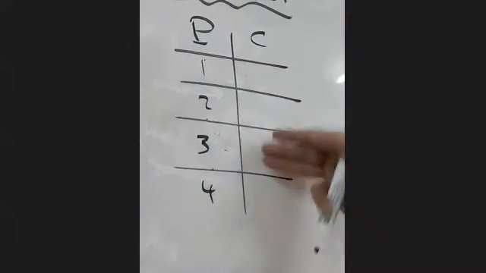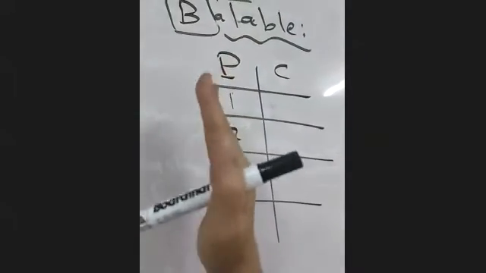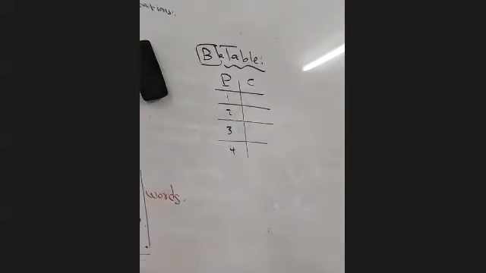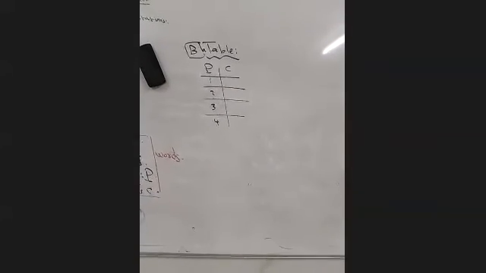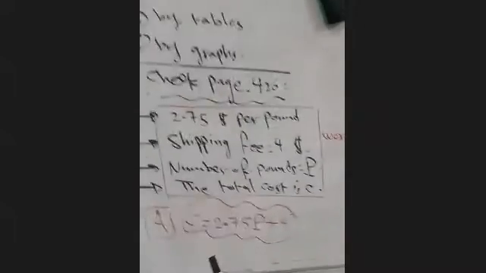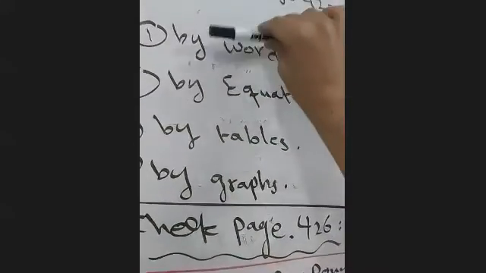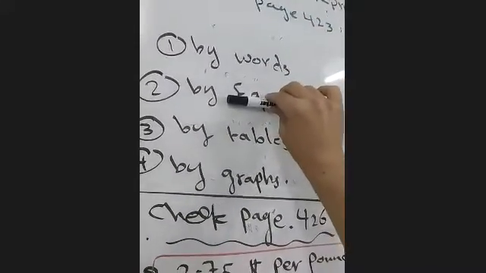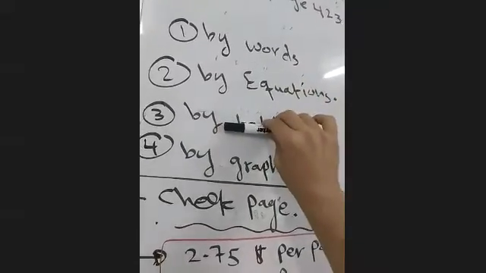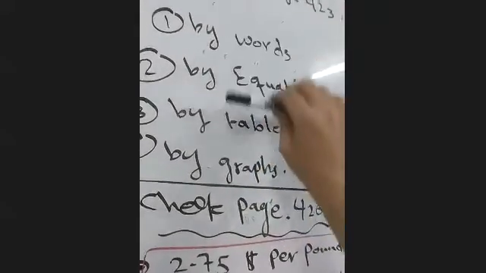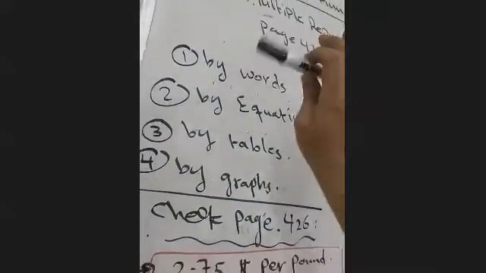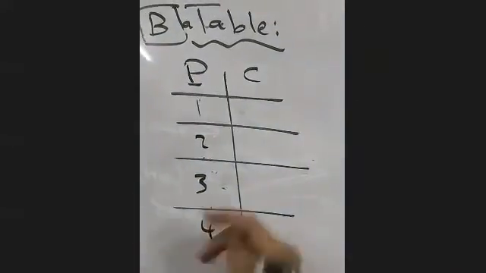Now let's fill the table, Muhammad. If we have the value of P, how do we get the value of C? From the equation. Look here, guys, in order: from words, I will bring the equation, and from the equation, I will make the table. This is important. I cannot make a table from the words. Now, with the values of P here, I want to fill the table from the equation.